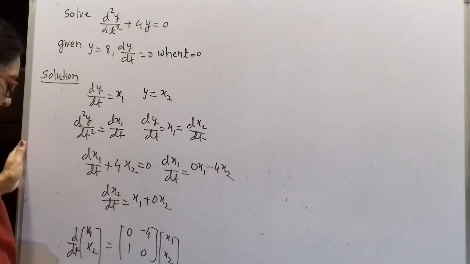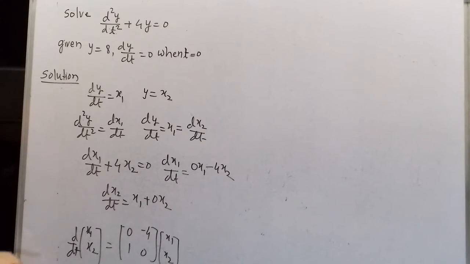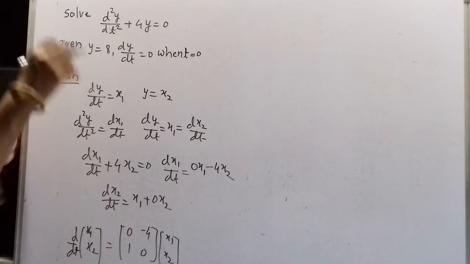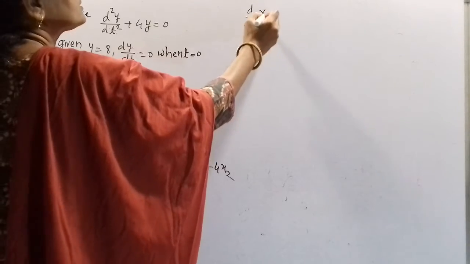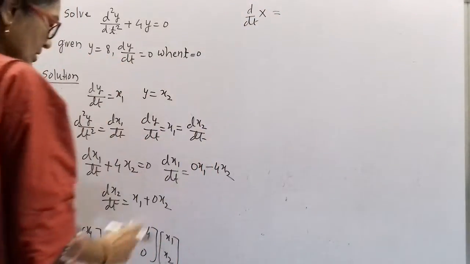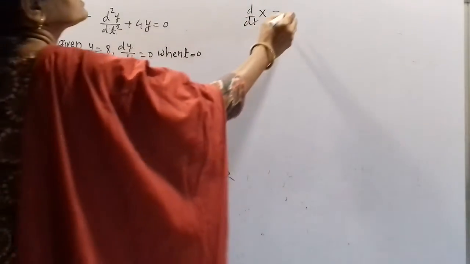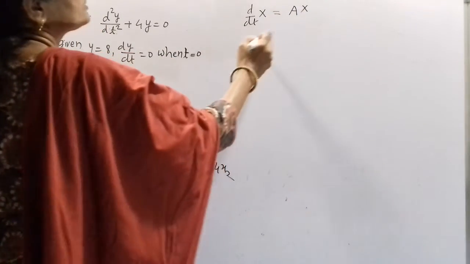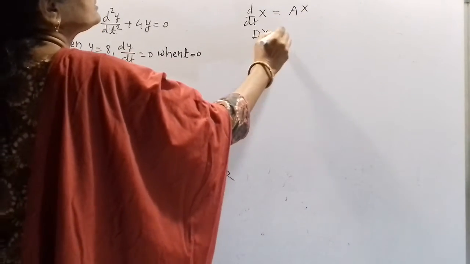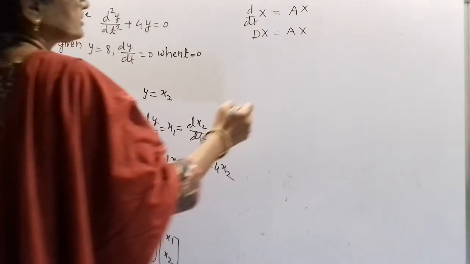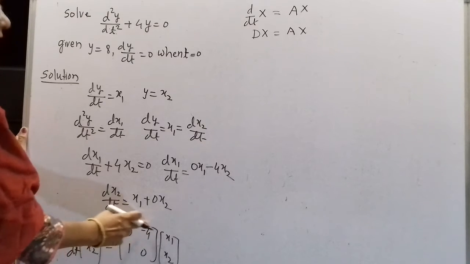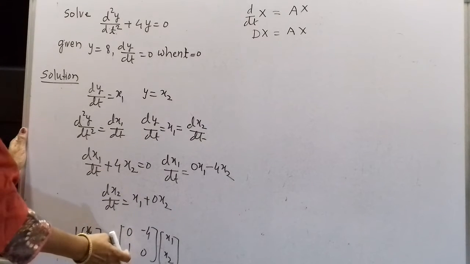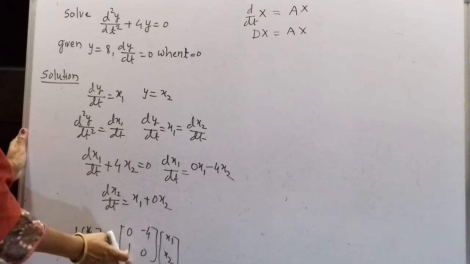So we can write this equation in the form d/dt of x = Ax, or dx = Ax. Now this A is [[0, −4], [1, 0]]. We have to find the modal matrix for matrix A.